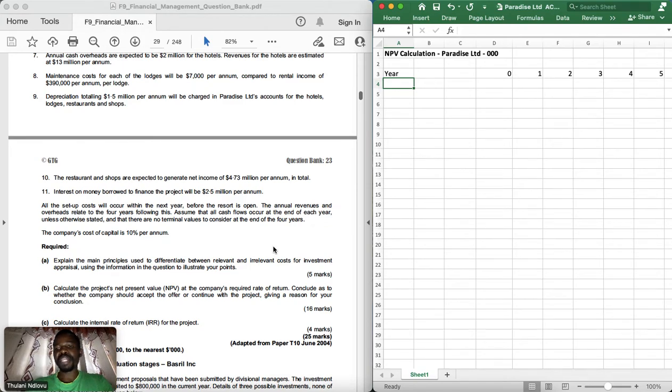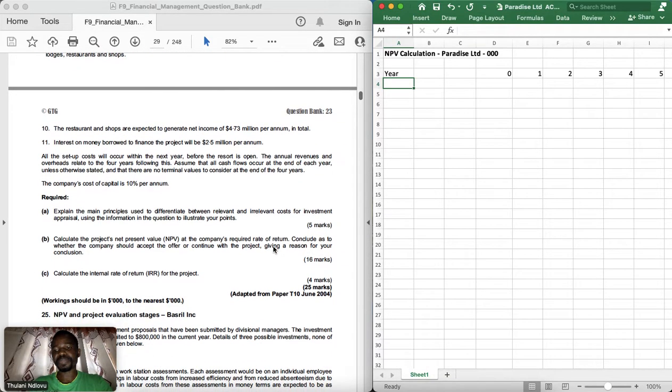Interest on money borrowed to finance the project will be 2.5 million per annum. All setup costs will occur within the next year before the resort is open. The annual revenues and overheads relate to the 4 years following this. Assume that all cash flows occur at the end of each year unless otherwise stated, and that there are no terminal values to consider at the end of 4 years.